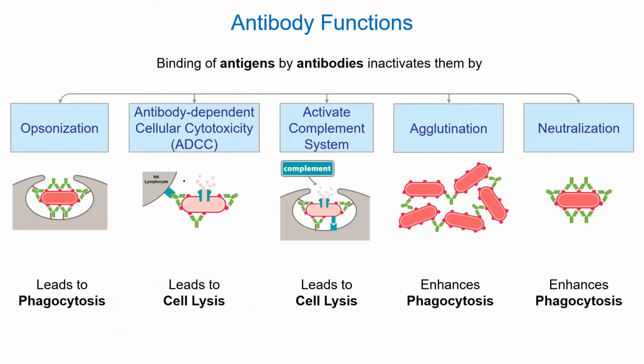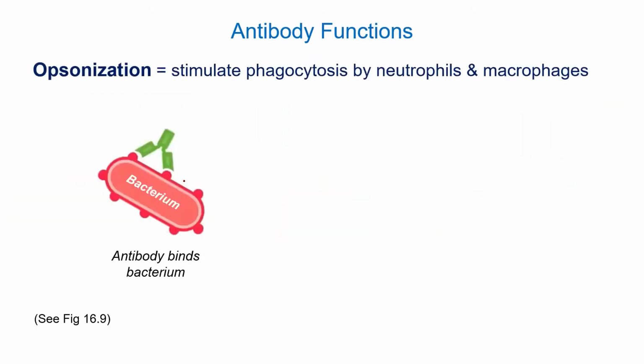So let's talk about what antibodies do, okay? They bind antigens, but so what? Turns out that's really important because this is going to lead to the destruction of those pathogens. I have a slide for each of these, so let's take a look at them each in a little more detail. The first one is something called opsonization. Opsonization is a fancy word that means something is getting bound and targeted for phagocytosis.